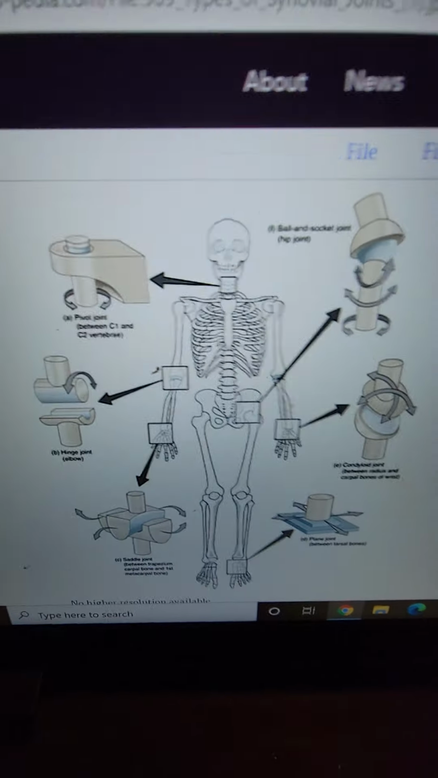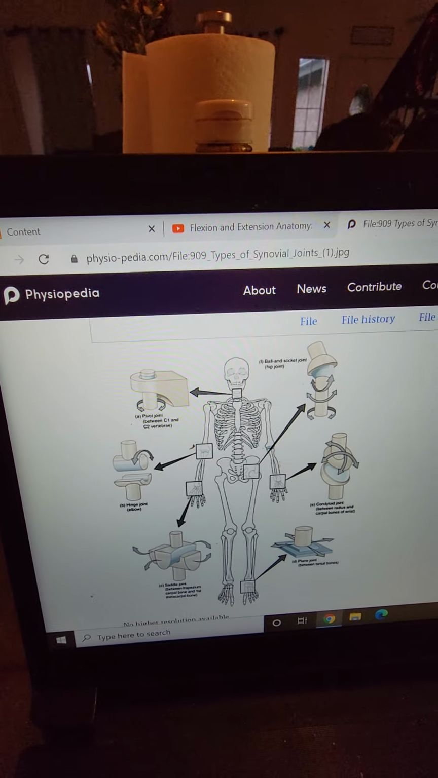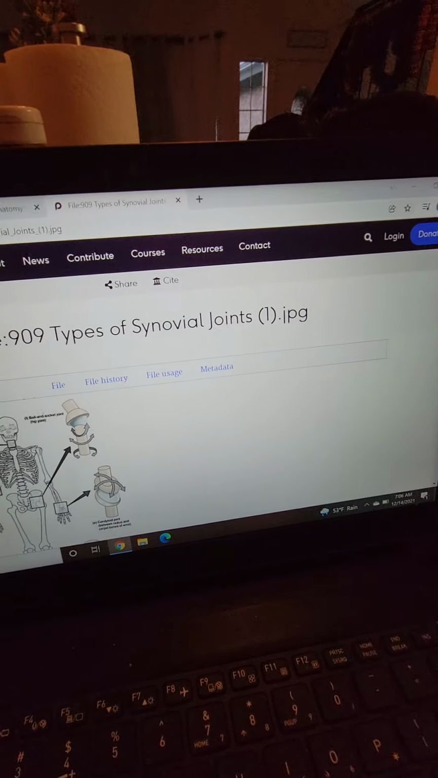Flexion decreases the angle between two structures as they bend or move closer together. And extension increases the angle between two structures as they straighten or move farther apart. So flexion, extension, flexion, extension. So I'm going to show you an example of synovial joints, okay?